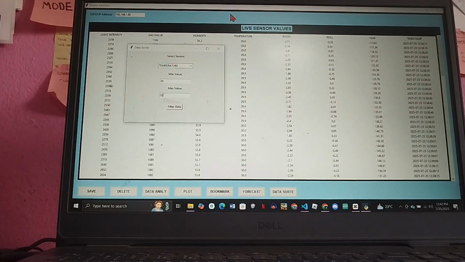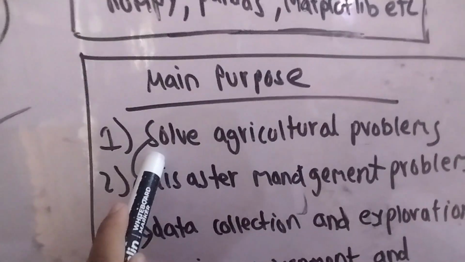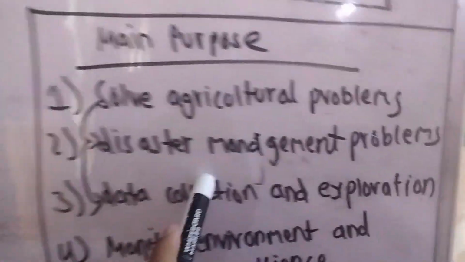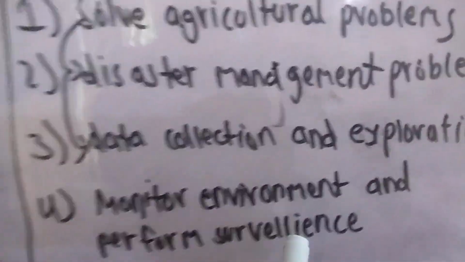The main purpose of our robot is to solve these 4 main problems. It is used in order to solve agricultural problems, disaster management problems, and data collection and exploration problems, monitor environment, and perform surveillance problems.